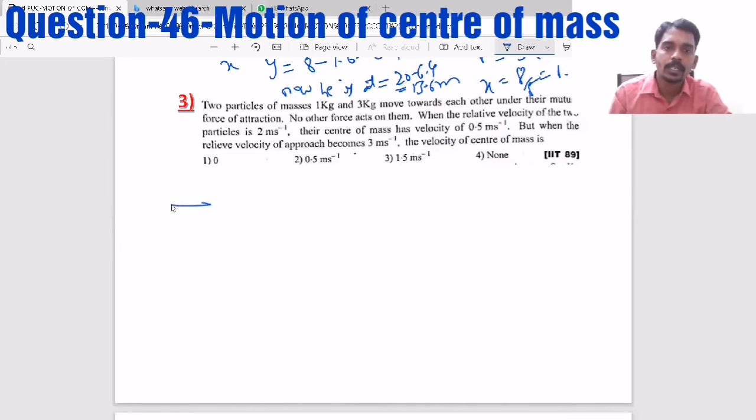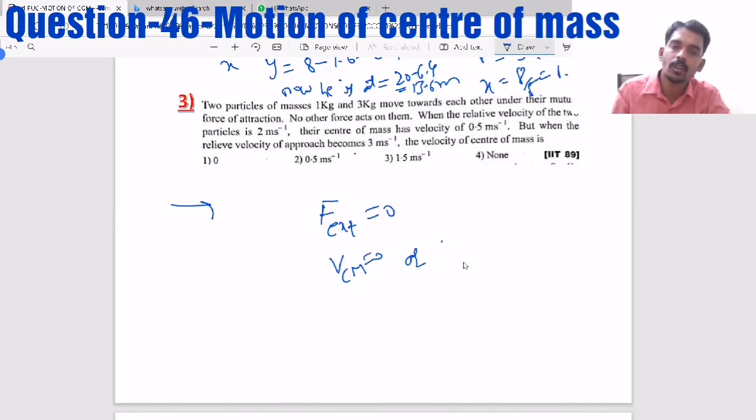Now, two particles of masses move towards each other under their mutual force of attraction. No other force acts on them. So the very first thing you can conclude is F external is 0. If F external is 0, the velocity of the center of mass is either 0 or it remains constant.